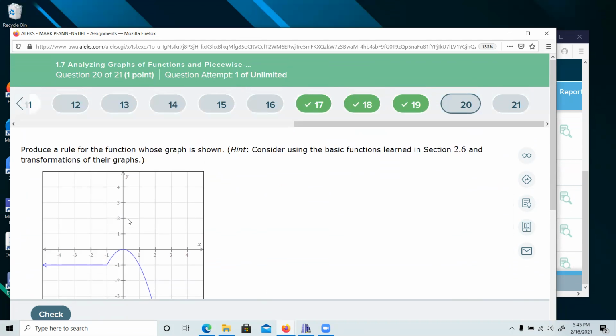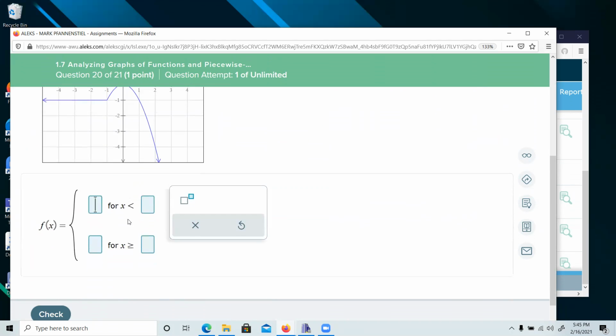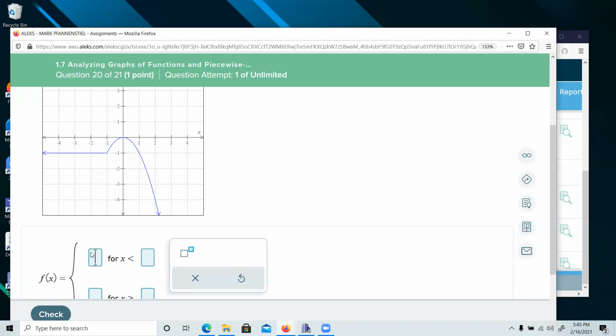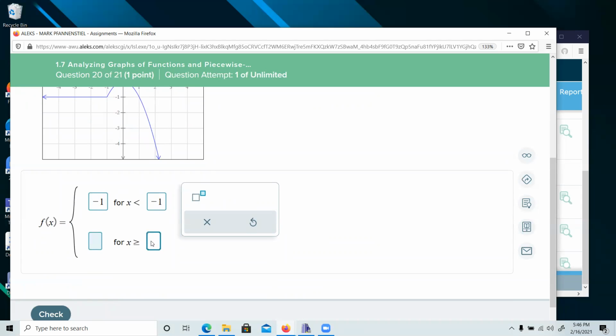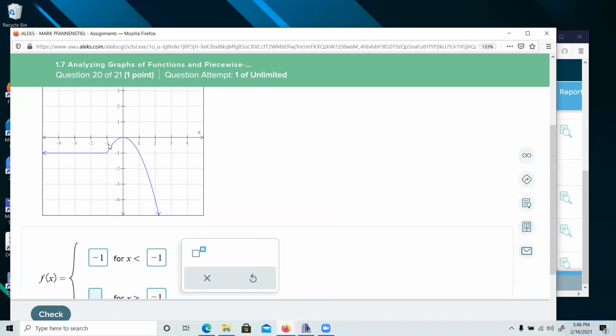Okay, produce a rule for the functions and the transformations. This looks pretty good, right? So when x is less than or equal to -1, right? So if you live in this neighborhood, -1, what's the rule? Well, the rule is constant. Everybody's at -1. Okay. For x greater than -1, right? So everything after -1, what's the rule?